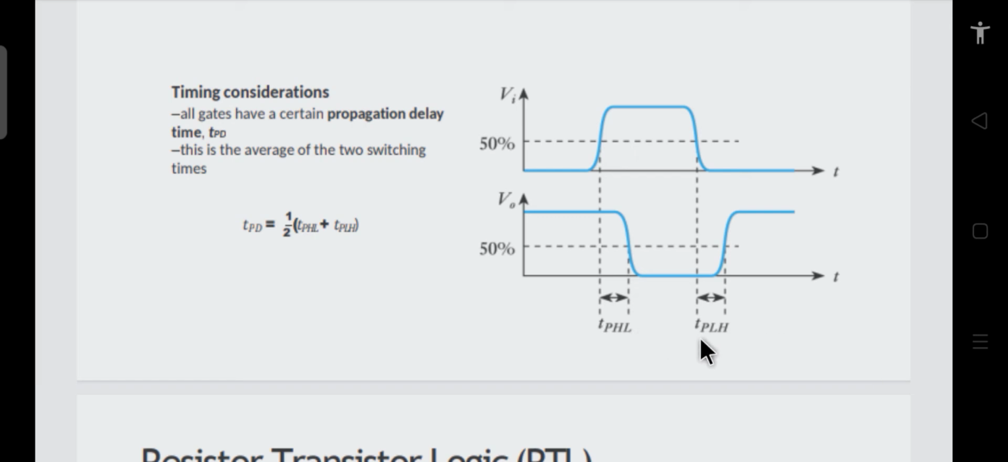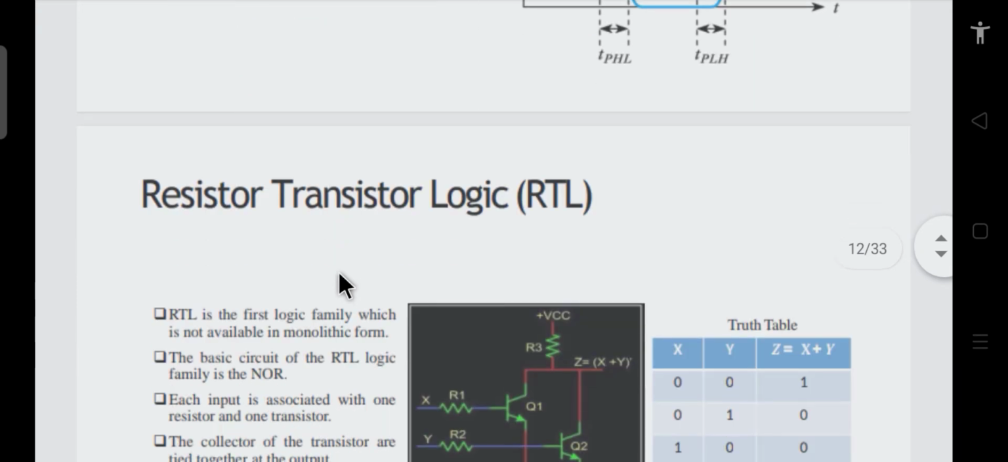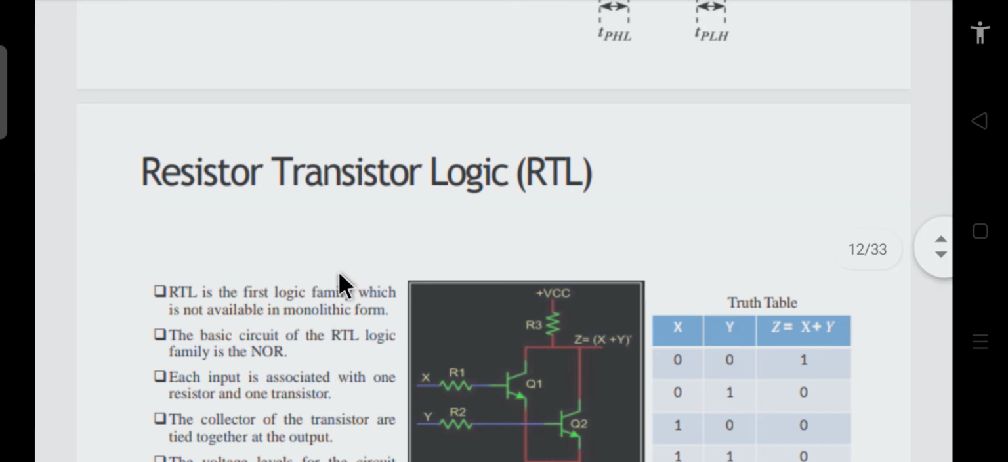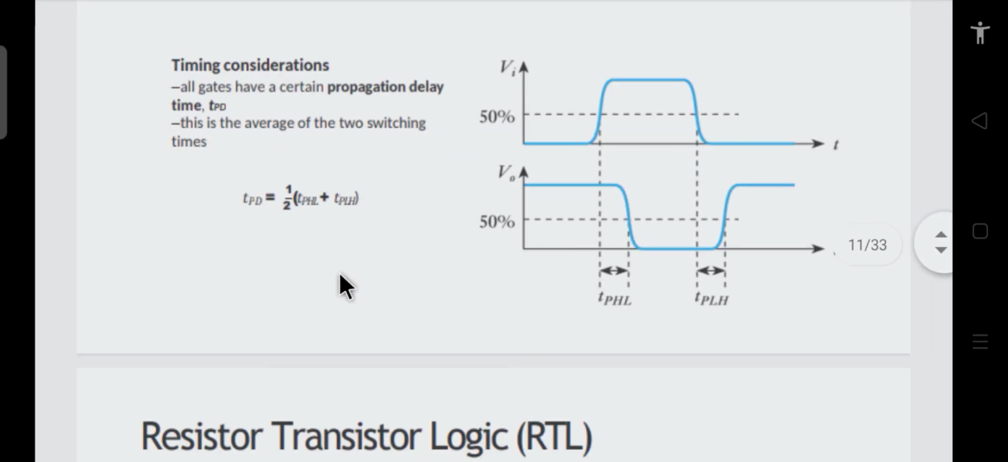Similarly, tPLH shows the propagation delay when the output is transiting from low to high. The average of these two is called your propagation delay, the total propagation delay. That is why I have already told you earlier that we should consider the rise time as well as the fall time of the waveform. So this 50% duration on both the rising edge and the falling edge is defined as the propagation delay of the circuit. So this is how you define propagation delay.